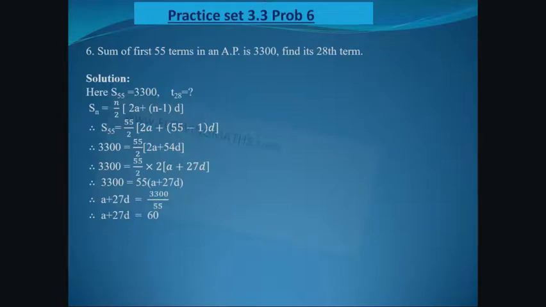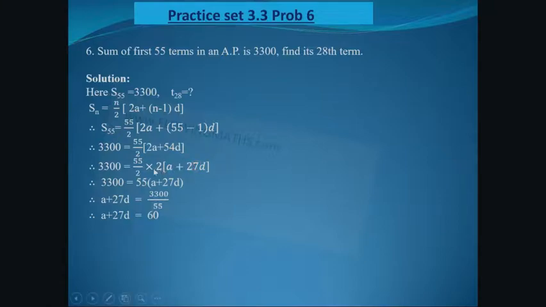Now, you have been asked to find the 28th term. Once you divide this 2a plus 54d by 2, what happens is a plus 27d. What is a plus 27d? It is t28. You remember, tn is a plus (n minus 1)d. So t28 is a plus 27d. So this becomes t28.